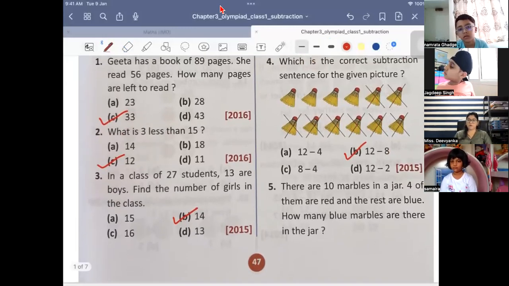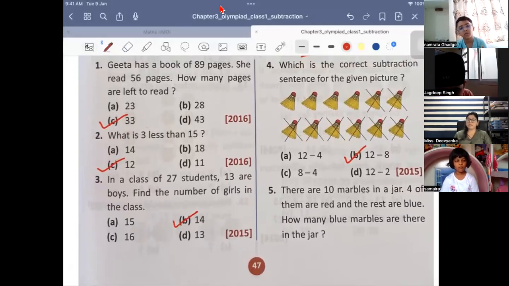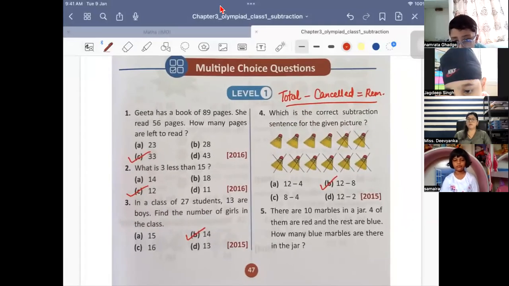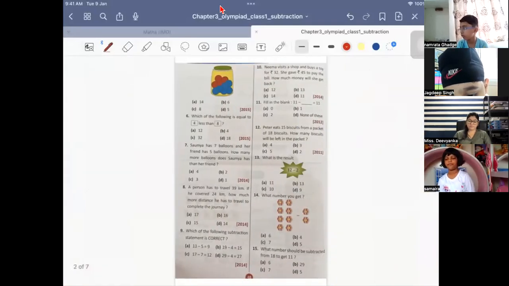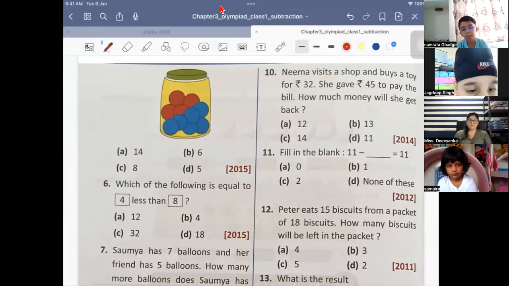Okay, 1 second. Now, question 5 also for you, Ayansh. There are 10 marbles in a jar. 4 of them are red and the rest are blue. So, how many blue marbles are there in the jar? 10 in total. 4 of them are red. How many remaining?